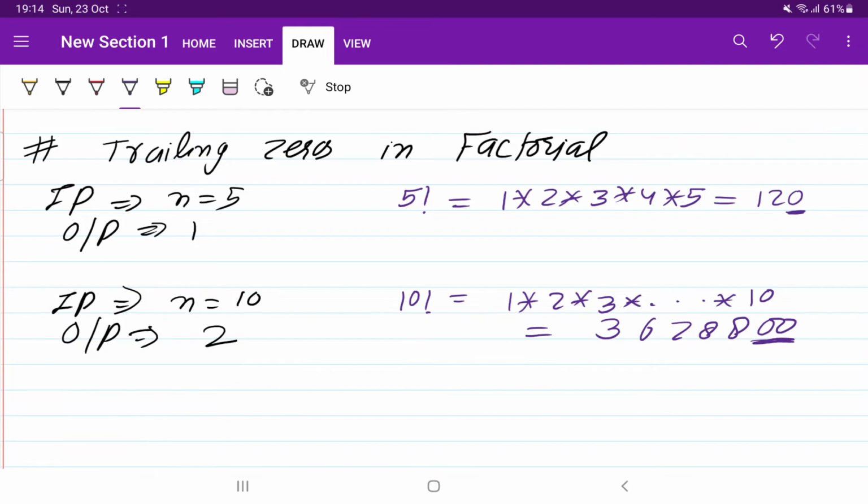Now if I ask you how to solve the problem, you can say this problem is very simple. First of all, with the help of n we can find the factorial, which we have seen in the last video. Once we get the factorial value, we start checking the digits from the last. If it is 0, we increase the count by 1, and we come to the second last digit and check again. This is one approach. Similarly, if it is 10 factorial, we get such a big number, and to check it you have to start from the end.